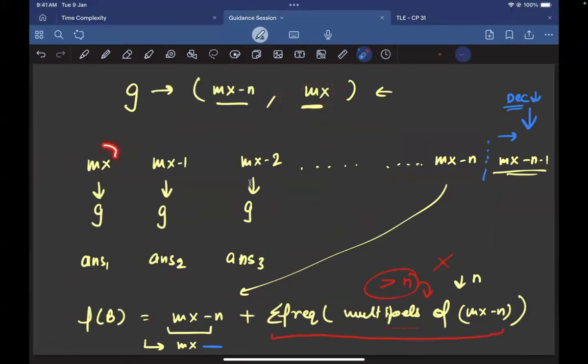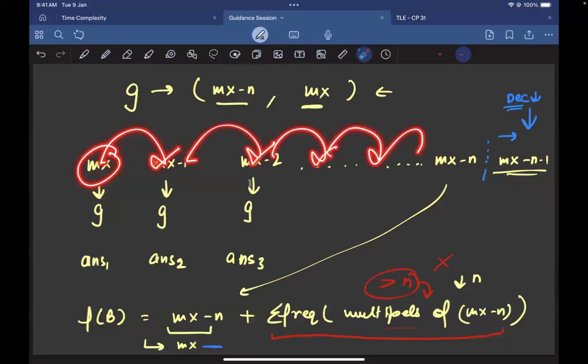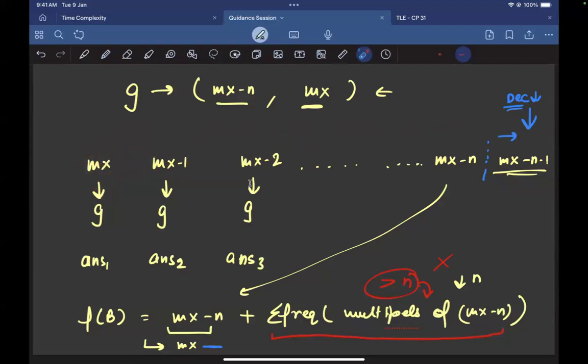Now I said from MX, I can go to MX minus 1, MX minus 2, MX minus 3. I can do this, but till what limit? Now I observe that, okay, if I take a number MX minus n, and for that I figure out the answer is MX minus n plus, in the best case, all the numbers considered as the frequency.